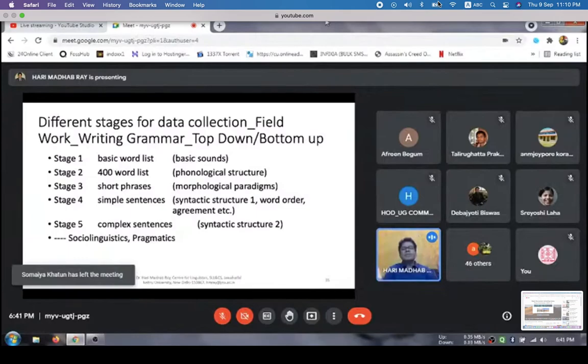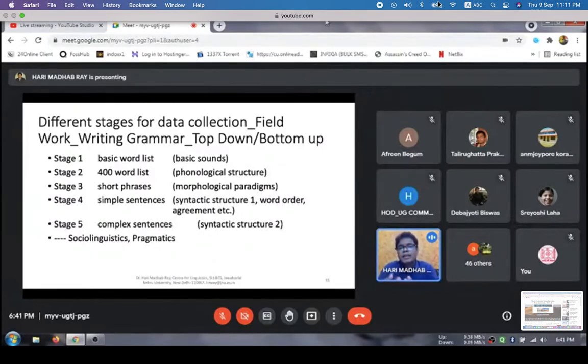Especially if it's a totally new language, at stage one we start with the basic word list. The word list given by Maurice Swadesh, and Professor Ranvita Abhi has also developed some word lists. Depending on that, we collect some words, then collect some new words, try to get the phonological structure, then move on to the morphological paradigms, and then try to make simple sentences, and then complex sentences. Slowly and gradually, once you get to know the language and a little bit of its grammar, we move on to sociolinguistics and pragmatics and other factors. So different stages of data collection: the top-down approach and the bottom-up approach.